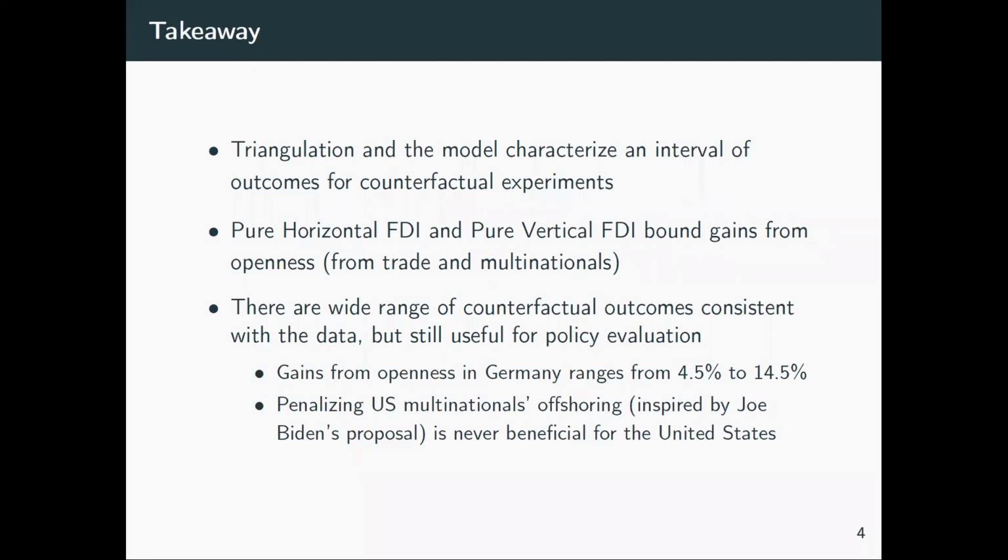Next, I'm inspired by Joe Biden's proposal. I perform a policy counterfactual that penalizes US multinationals' offshoring. When I focus on the US, there's a clear judgment on this policy. The interval indicates there is no chance that US welfare increases from this policy.